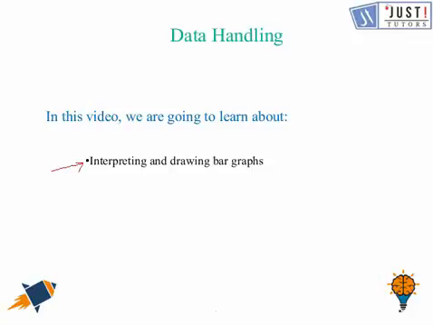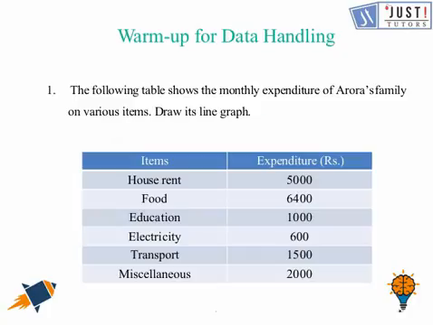But before moving to today's topic, we'll try a warm-up question. Here is a question for you. To try this question, you can pause the video. As you can see, in question number 1, there is a table being given which shows the monthly expenditure of Aurora family on various items. In this table, on the left hand side the items are listed, and on the right hand side the expenditure accordingly, and we need to depict this using line graph.